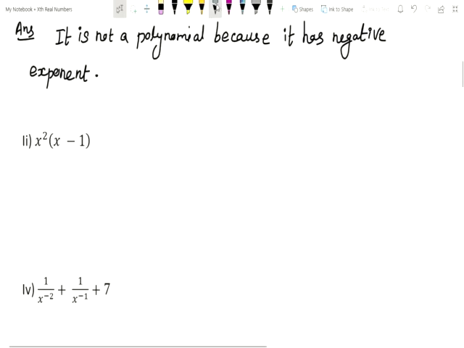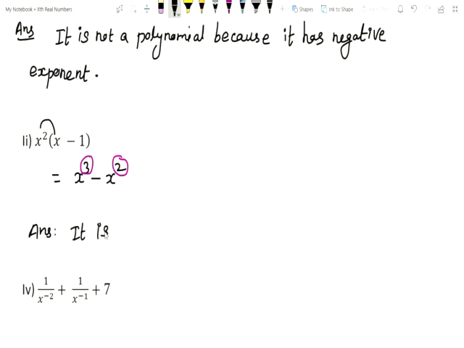x square into x minus 1. First you multiply this. x square into x, what will you get? x cube. x square into minus 1 is minus x square. Now you see the powers. Here power 3, here power 2. Both are positive. So it is a polynomial.